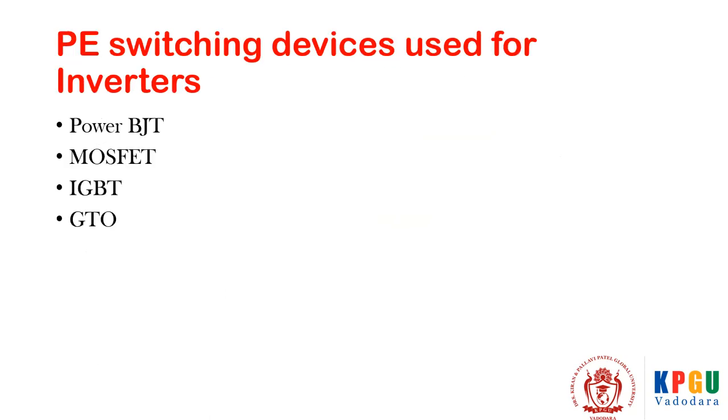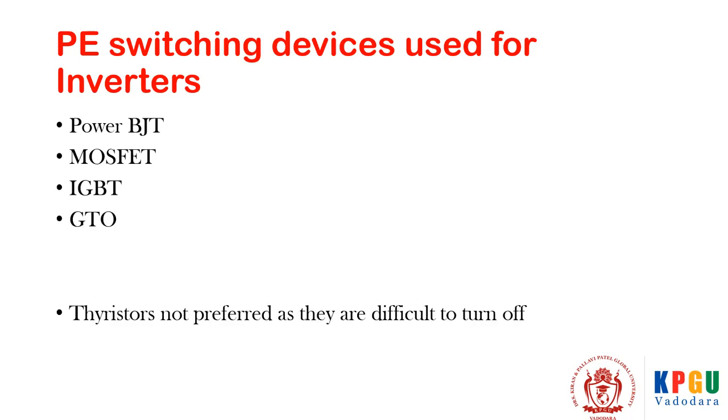Now, these are the power electronic devices which are used in the latest inverters these days: power BJT, MOSFET, IGBT, and GTO, right? Thyristor SCR are not preferred as they are difficult to turn off. In most of the old books and literature, you will see the inverter with the example of a thyristor, but I don't prefer to show thyristor as a switch when I discuss inverters with the students.